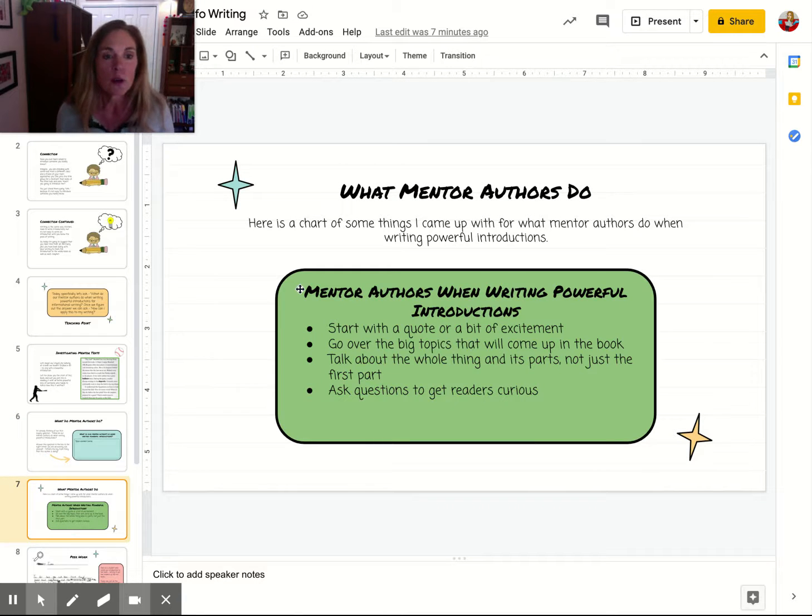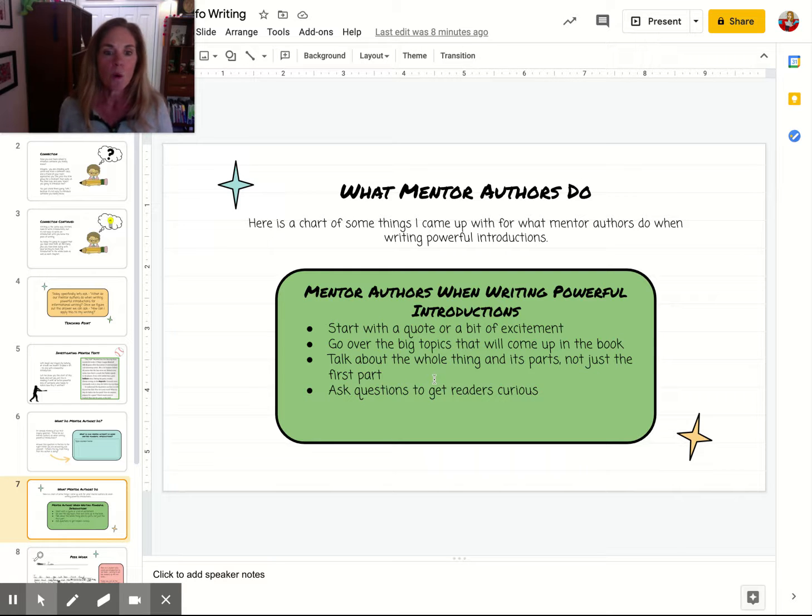Let's see. So here's a chart of some of the things that really good writers do to write a powerful introduction. This is what I want you to try today. So start with a quote, just like that one, or a little bit of excitement. Go over the big topics that will come up in the book. You can tell what the chapters are going to be in that baseball book.